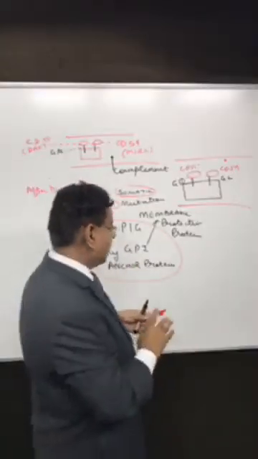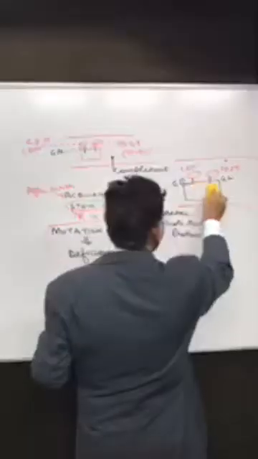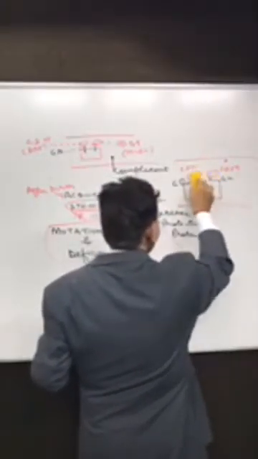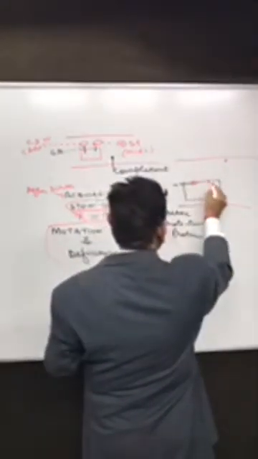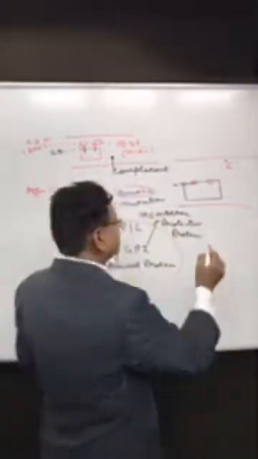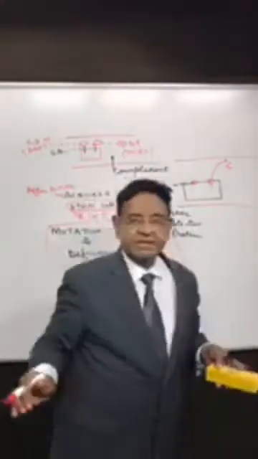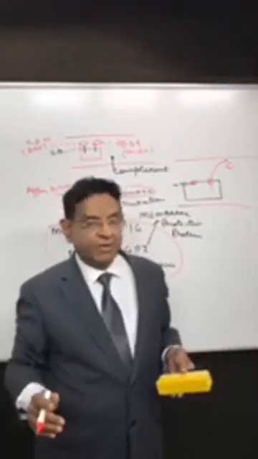Now suppose these two guards are on leave. No guard means no guns. Now there is no one to save the gate of the building. Now this thief, complement, can enter the cell and can destroy the cells. This is the basic funda of hemolysis.